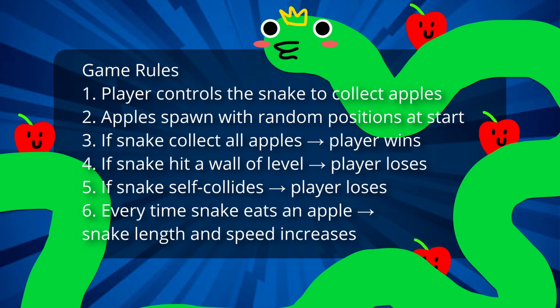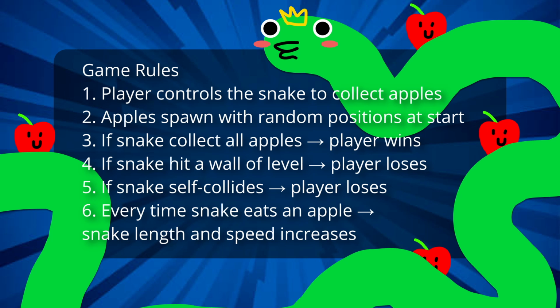If the snake collects all apples, the player wins. If the snake hits the wall of the level, the player loses. Or if the snake hits its own body, the player loses. Every time the snake eats an apple, the snake length and the speed increase.